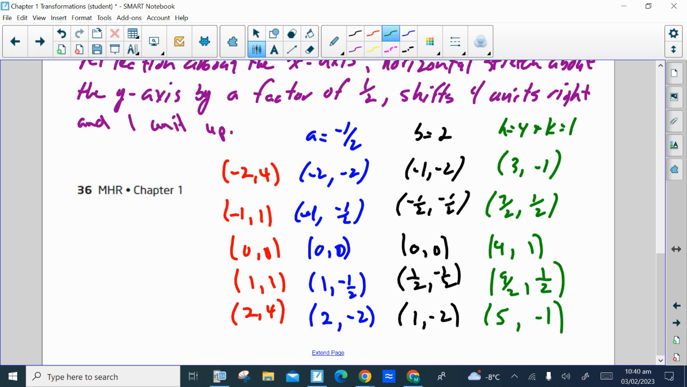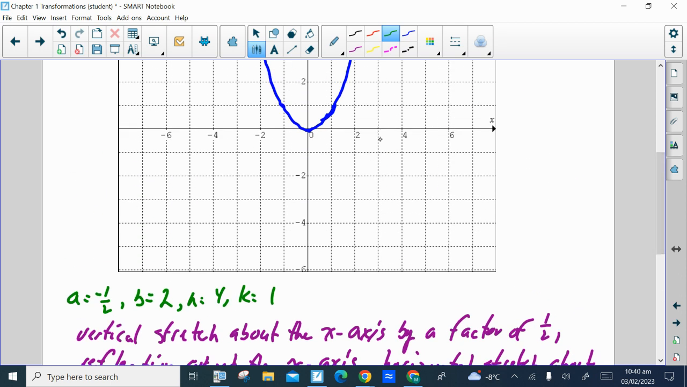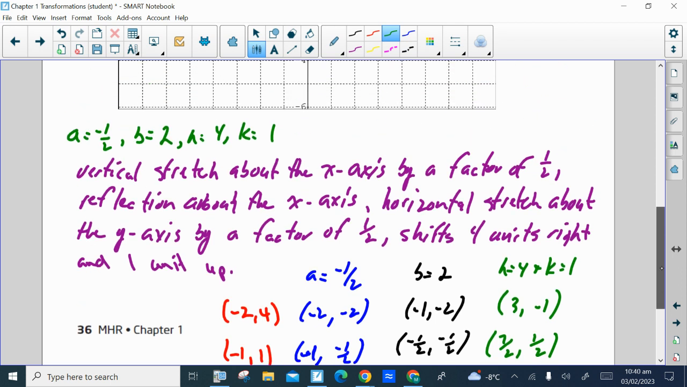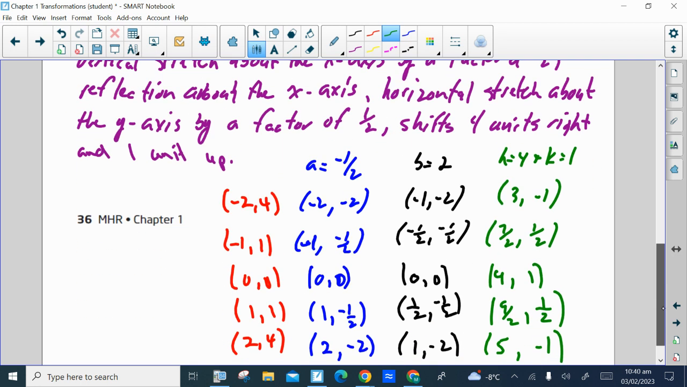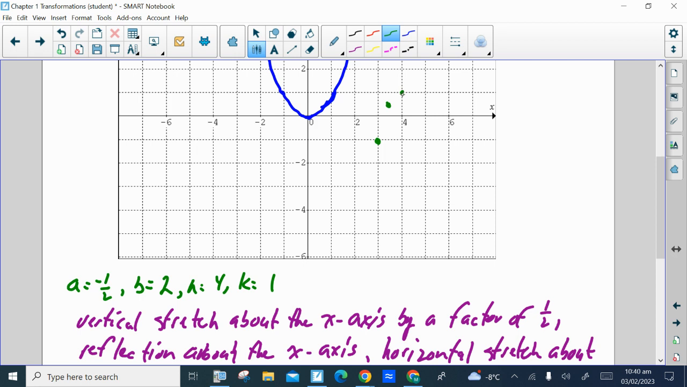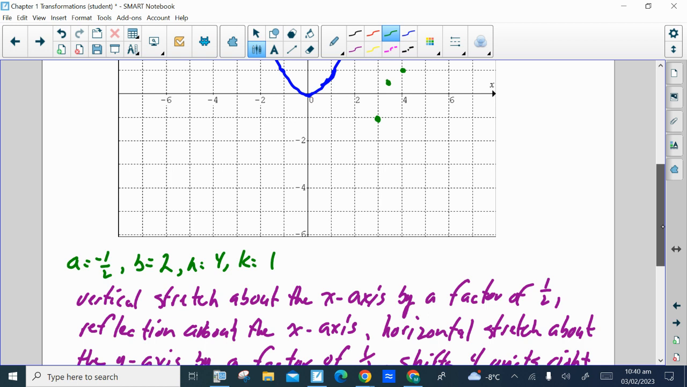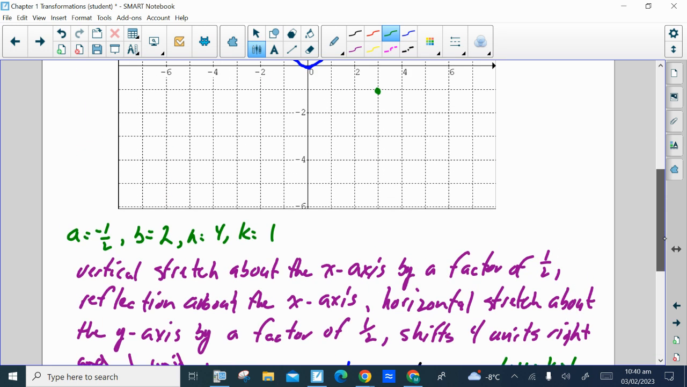So there's my new points. So again, we did our stretching and reflecting first, translations last. So I've got the point 3, negative 1. I've got the point 7 halves, which is 3.5 comma 1 half. 3.5 comma 1 half would be approximately there. I've got the point 4 comma 1. 9 halves, which is 4.5 comma 1 half. And finally 5 comma negative 1.